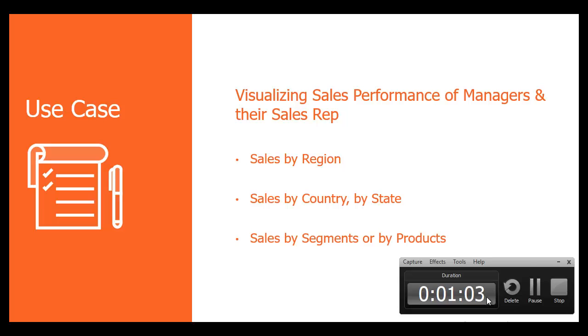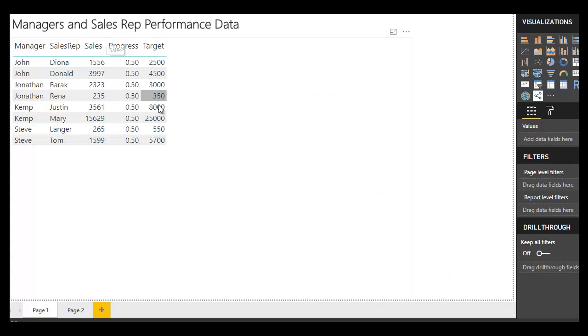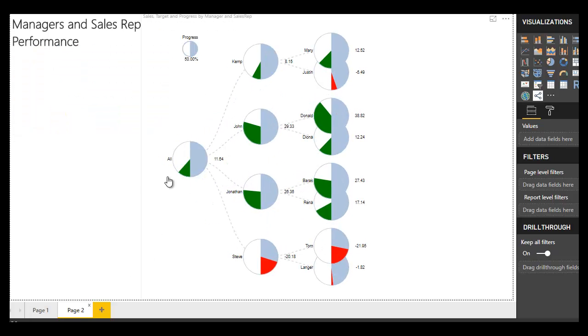Now have a look at this. This is the data we have: the manager, their sales rep, their sales, the progress, and the target. This is not very clearly or easily understandable in the form of these numbers. When we see this in the form of a tree map, you can see overall we are exceeding 11.64%, and that's more than 50%.